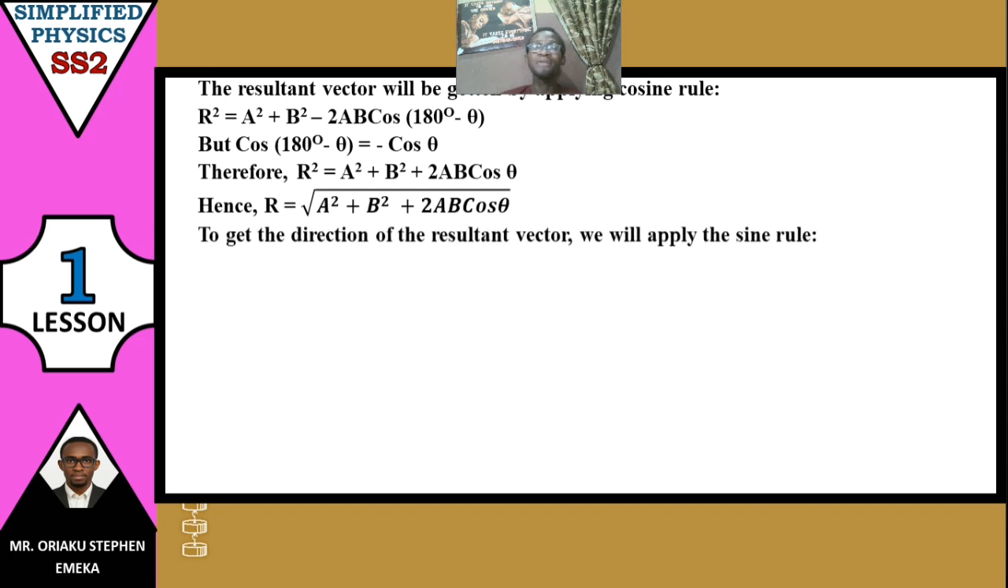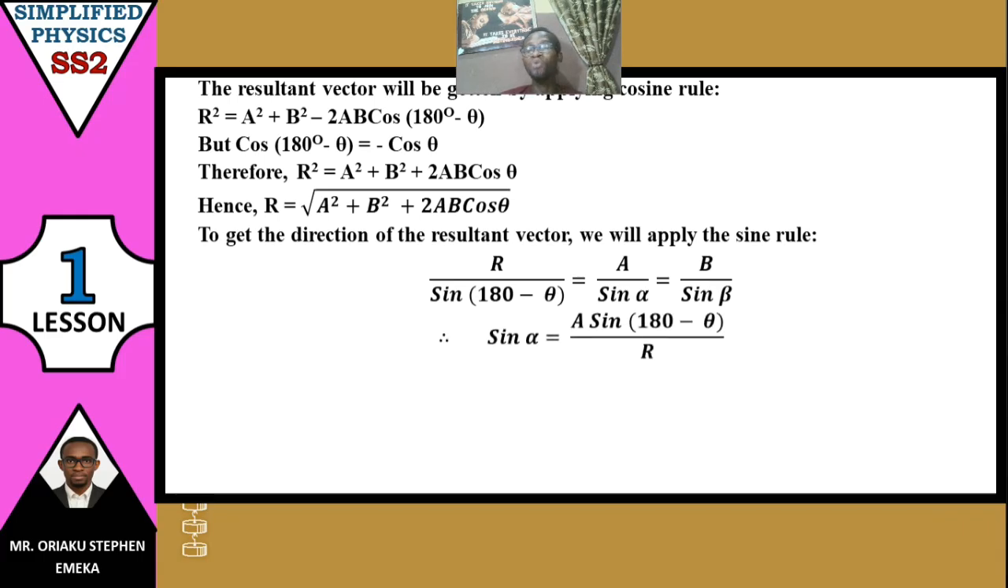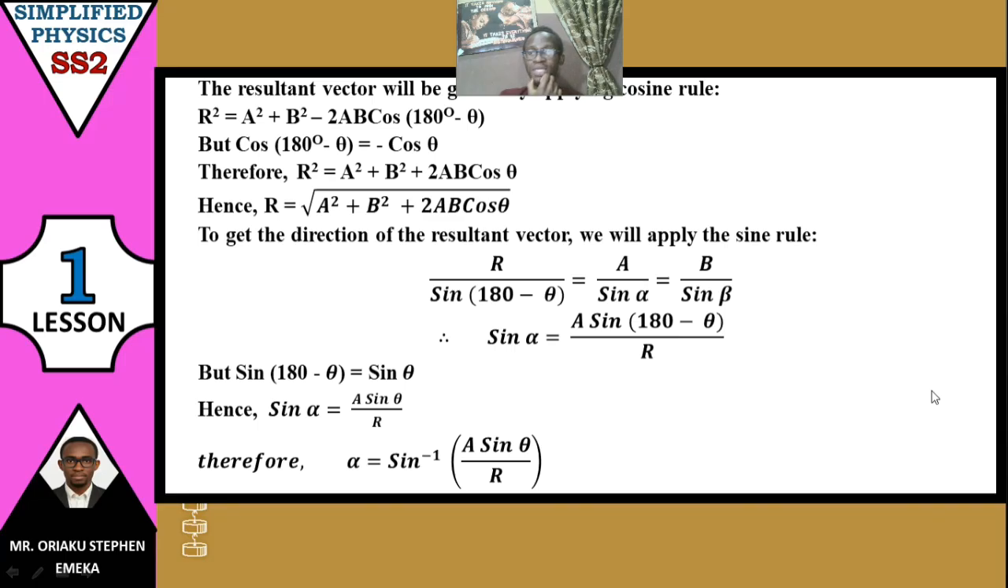To get the direction, we apply the sine rule, and this is our sine rule. From our sine rule, we look for the angle, and looking for the angle, we see that alpha is actually sine inverse of A sine theta over R.